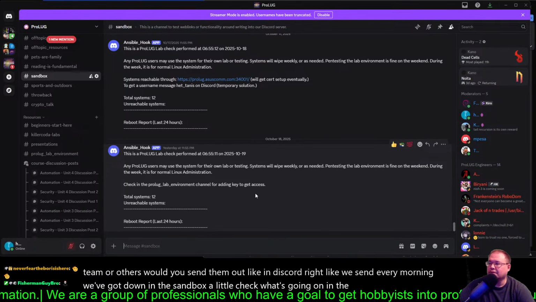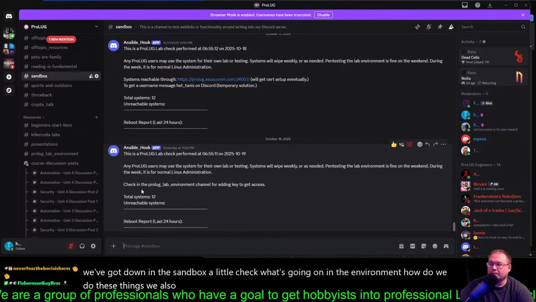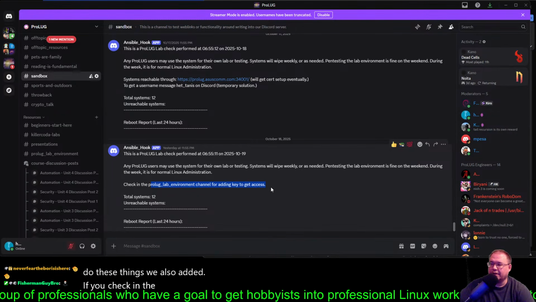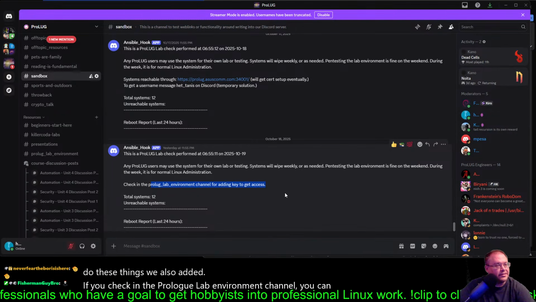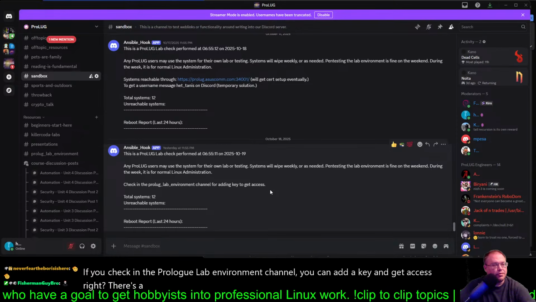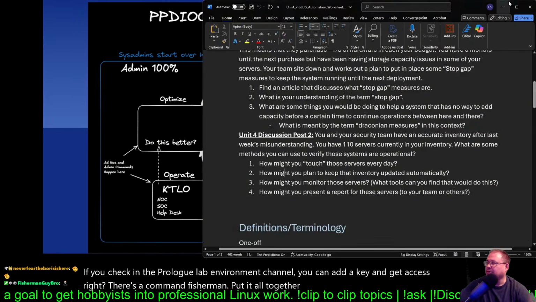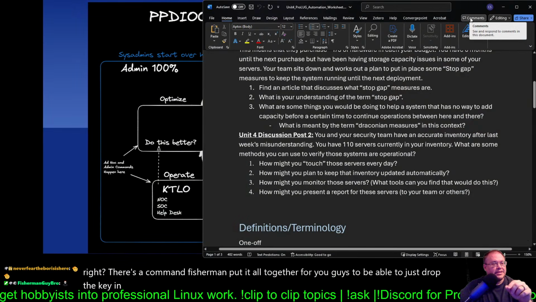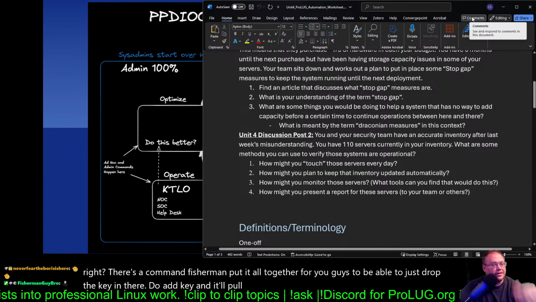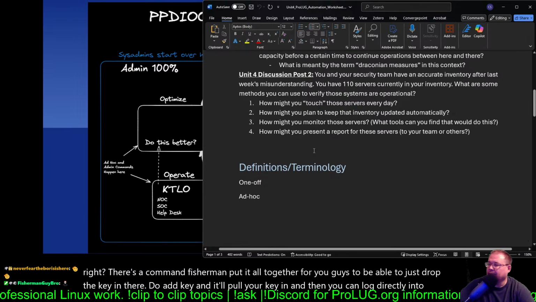How do we do these things? We also added, if you check in the ProLUG lab environment channel, you can add a key and get access. There's a command, Fisherman put it all together for you guys to be able to just drop a key in there, do add key, and it'll pull your key in, and then you can log directly into the system.